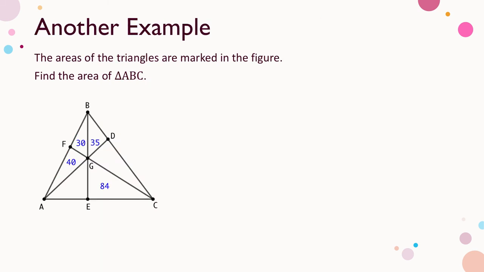Let me use another example to strengthen your understanding of mass point. In this question, we are given areas of triangles with the same height. Thus, the ratio of the lengths can be obtained and the ratio helps us assign masses to the vertices for calculation. Consider triangle BFG and triangle AFG. They share the same height. Thus, BF to FA equals 3 to 4.